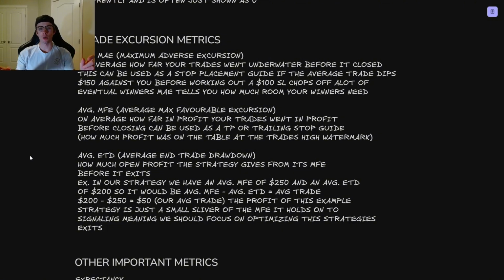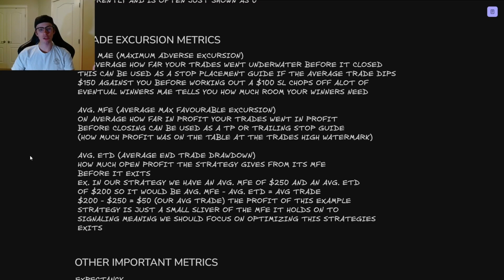Your average ETD, or average end trade drawdown, is how much open profit the strategy gives back from its MFE before it exits. So for example, in our strategy, let's say we have an average MFE of 250 and an average ETD of 200. So average MFE minus average ETD equals average trade. So 250 minus 200 equals 50, which we know is our average trade. The profit of this strategy is just a small sliver of what the MFE holds on to, signaling that we should probably focus on optimizing the strategy's exits to increase our profit factor and increase our max profit.